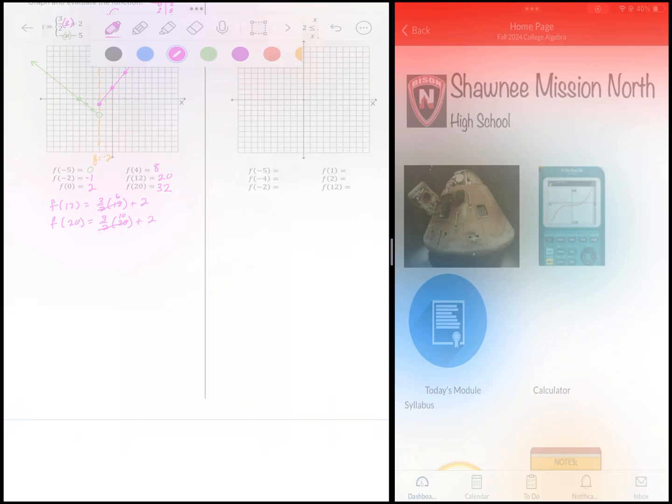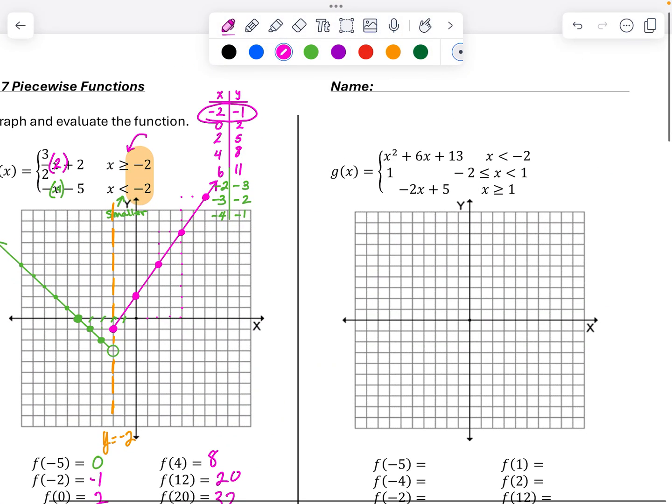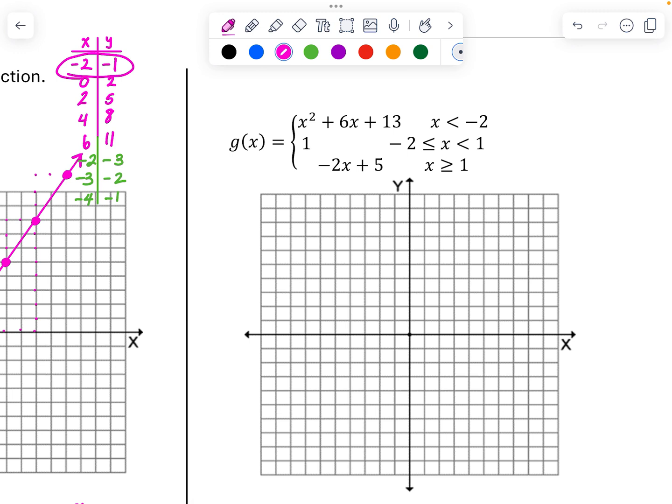So if we return to this one, now I have 3 functions. I have a quadratic function, which is x squared plus 6x plus 13, and I only want those that are smaller than -2. And then I have another function of y equals 1, but I only want that between -2 and 1. And then I have another function, which is a linear equation, which is negative 2x plus 5, but I only want those bigger than 1.